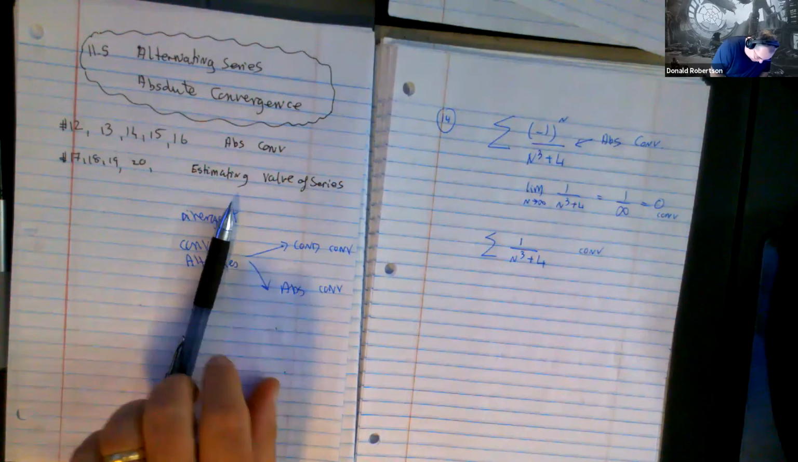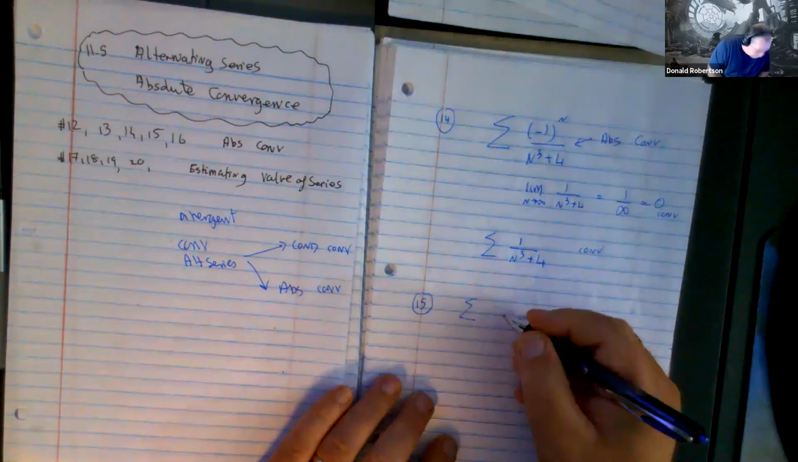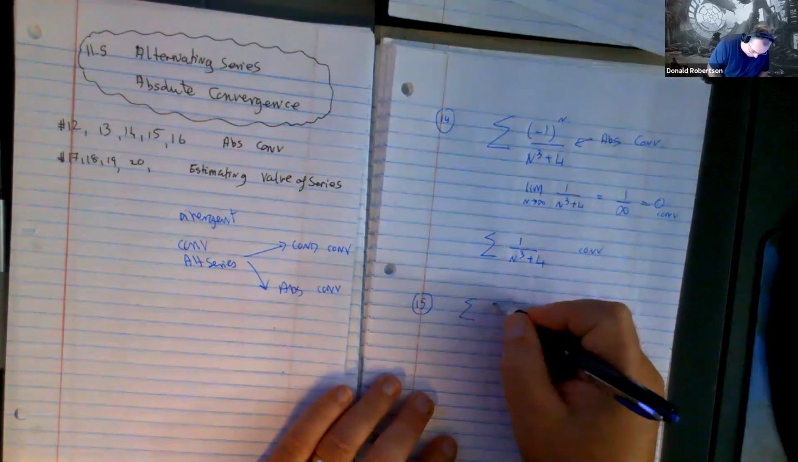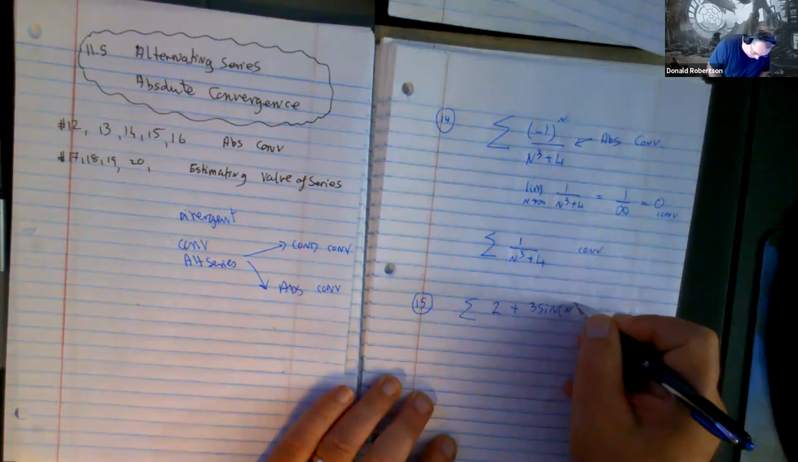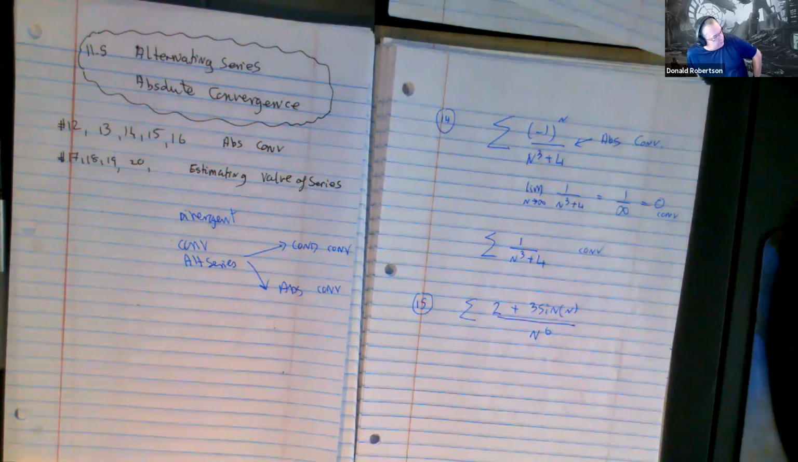Try 15. Two plus 3 times the sine of n over n to the 6. That isn't even an alternating series, so what the heck is going on? He says to himself. Oh, I know. Okay, we're good.